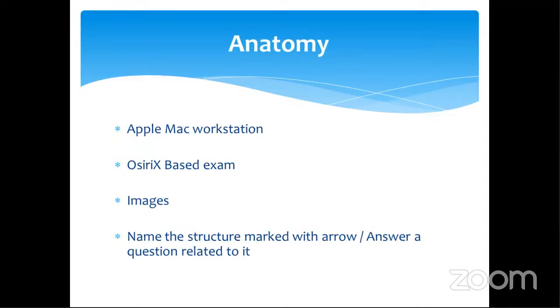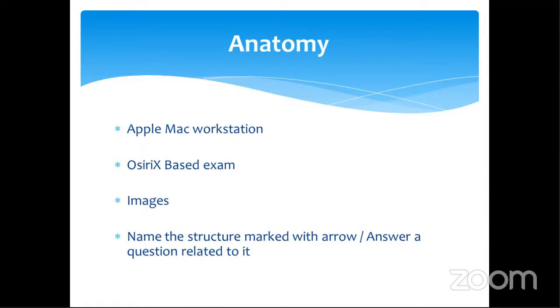Coming to anatomy. It is an image-based exam held on an Apple Mac workstation. It is used on an OSCE-based software, and a single image is shown on which a single arrow is marked, and you have to answer a question related to it. Earlier, around 7-8 years back, a single image was shown with multiple arrows, but that is not the case now. If you see the practice books for anatomy, you will see that most of them are like that. So a single image with multiple arrows, but that was the old pattern.